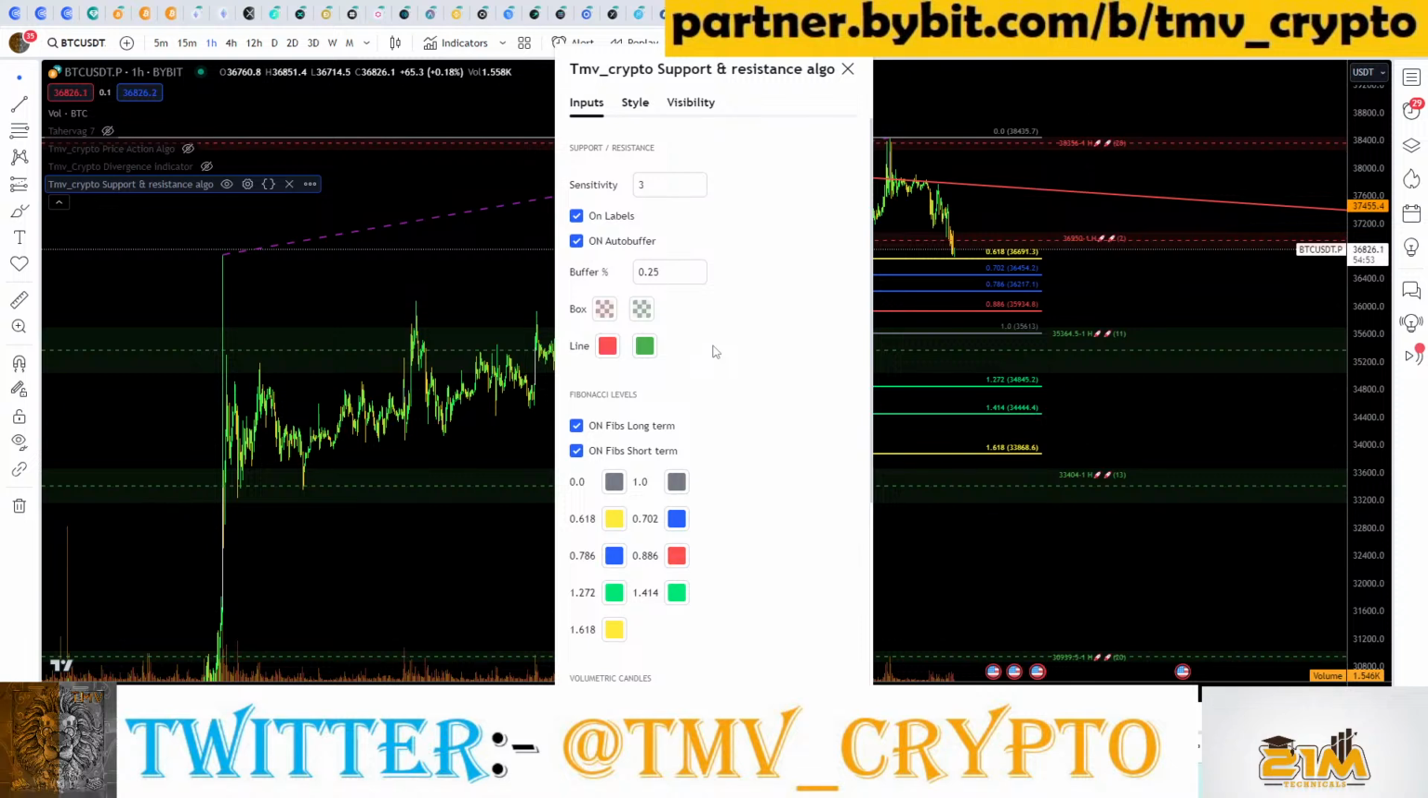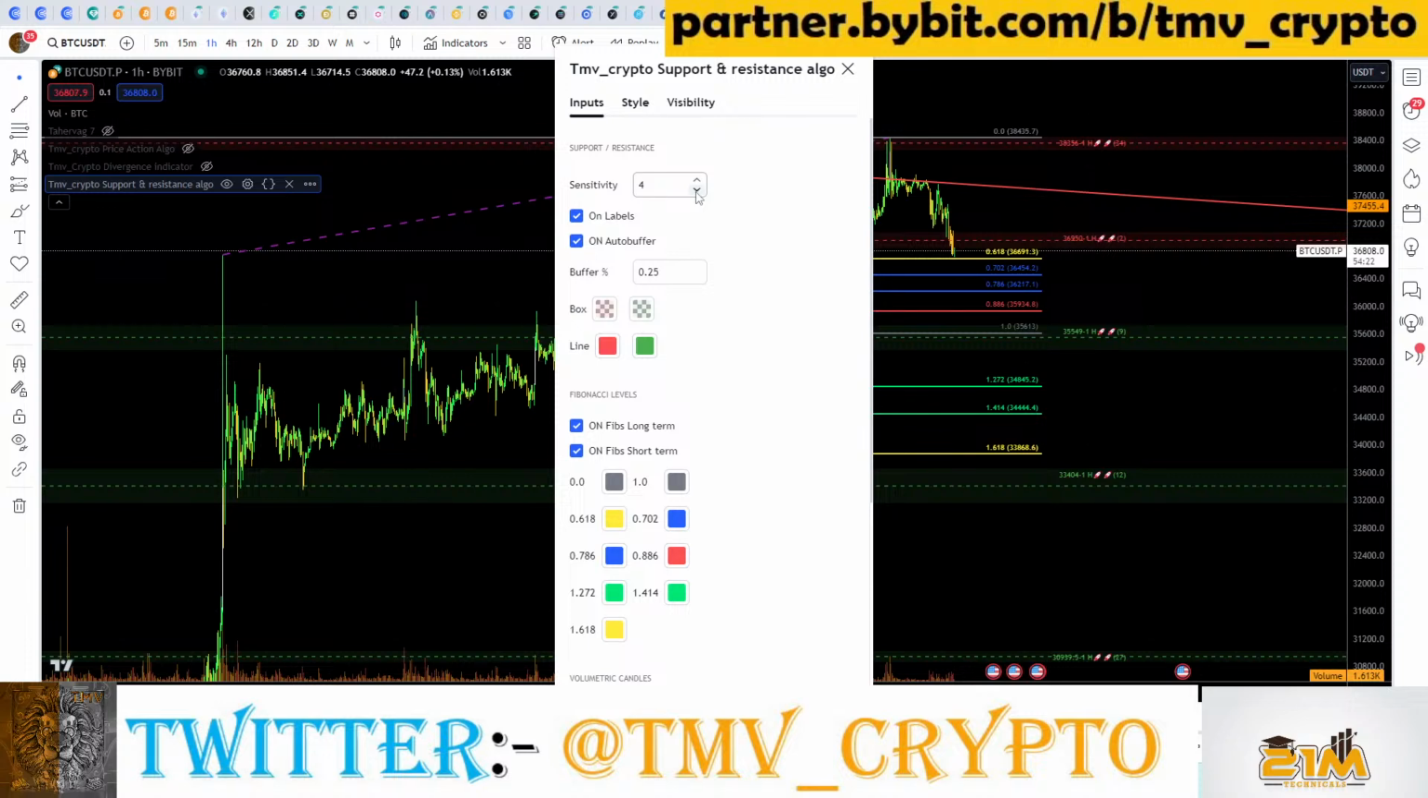These are the 4 things that we have under the TMV underscore crypto support and resistance algo. First of all, if we talk about the support and resistance, there are 2 things that you need to take care of or understand. The sensitivity default setting is 3, and I recommend keeping it at 3 unless you really need more and more levels on your chart, or fewer levels, then probably you need to increase or reduce it. If you increase it, the levels will reduce drastically. If you go here, the levels are going to reduce, and probably shift slightly here and there to give you more accurate levels.